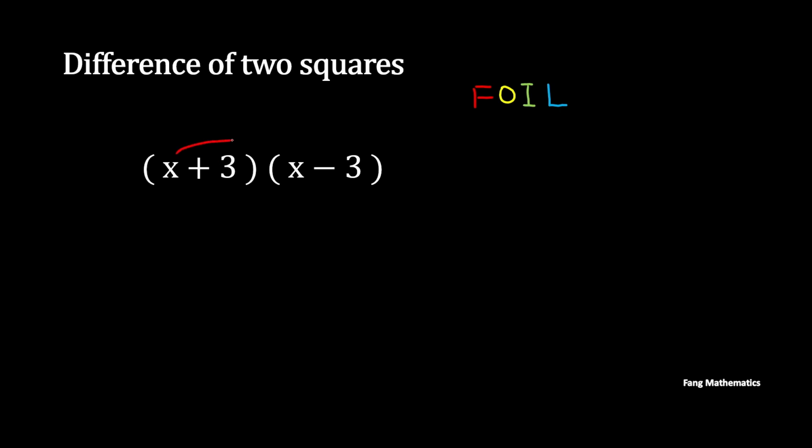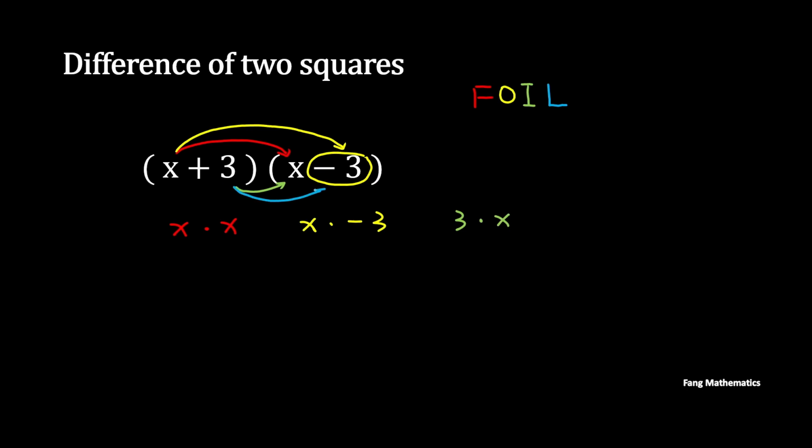First term, x multiplied by x. O, outer. So x multiplied by the minus 3. Inner, 3 multiplied by x. And last, 3 multiplied by minus 3.